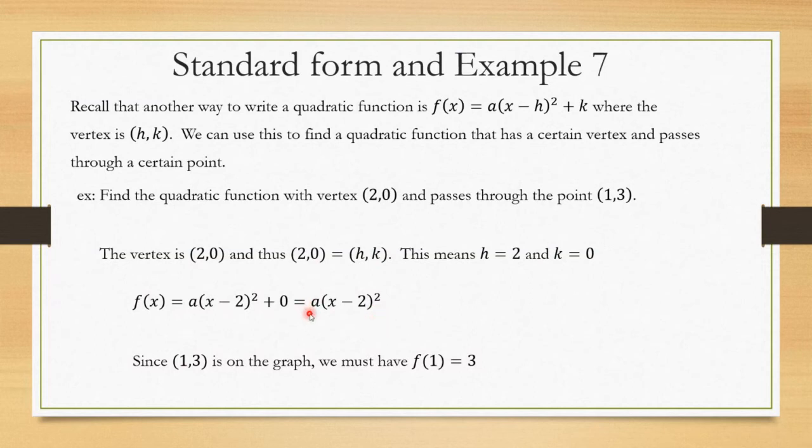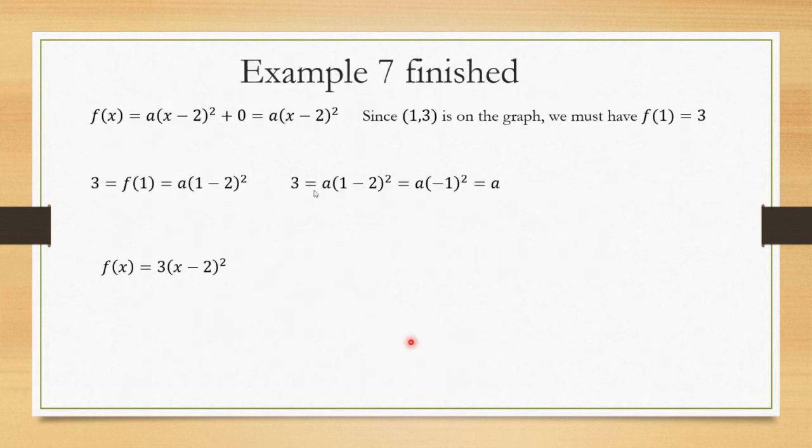But wait a minute, what about this a? Well, we know it also passes through the point (1, 3), right? Well, if the graph contains the point (1, 3), this means f(1) has to be 3. So when x is 1, f(x) must be 3. In other words, we have to have this. Okay, we can use that to figure out a. Namely, if we replace x by 1, we have to get 3. So we have this equation.